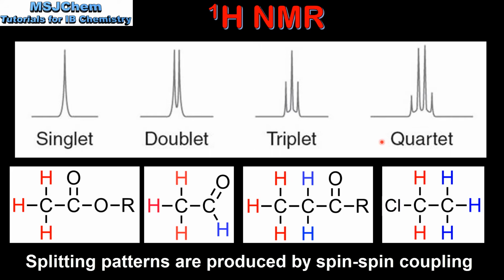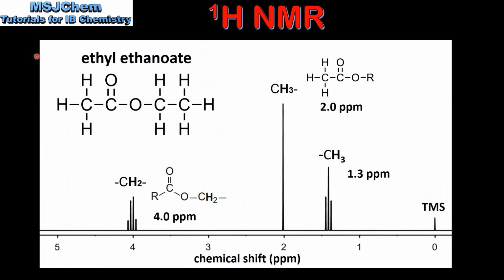And finally, we look at a quartet. For this CH2 group, the adjacent carbon is attached to 3 protons. Using the n plus 1 rule, we get 4 peaks, which is known as a quartet. And here we can see the relative intensities of the peaks, which can be deduced using Pascal's triangle. Next, we look at an example. Here we have the high-resolution H1 NMR spectrum for ethyl ethanoate.